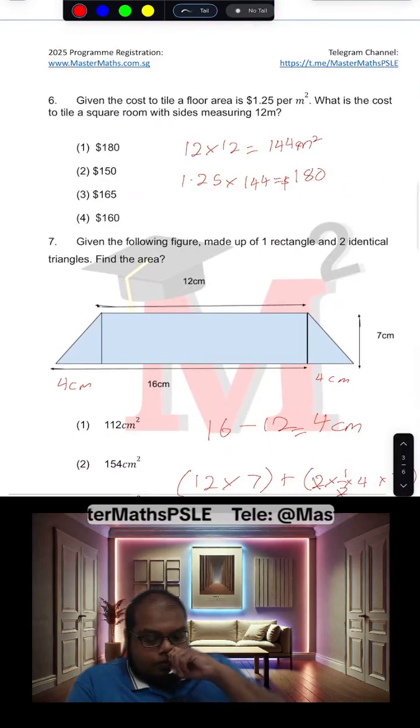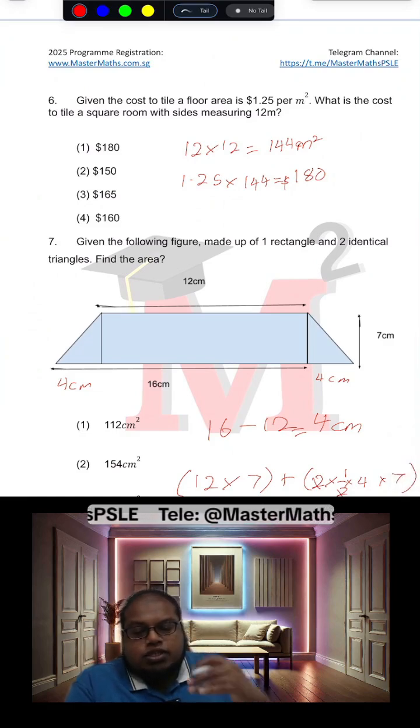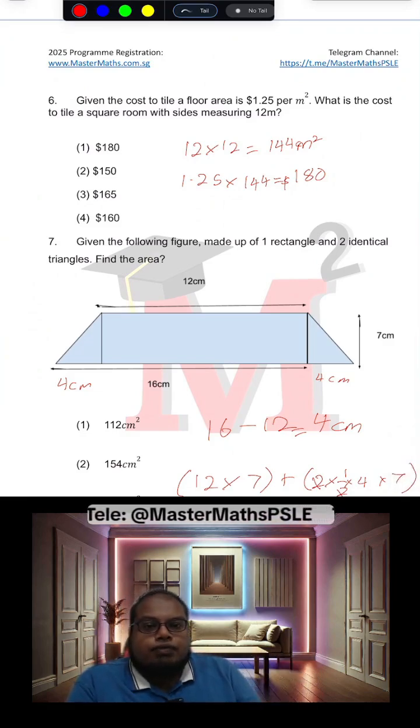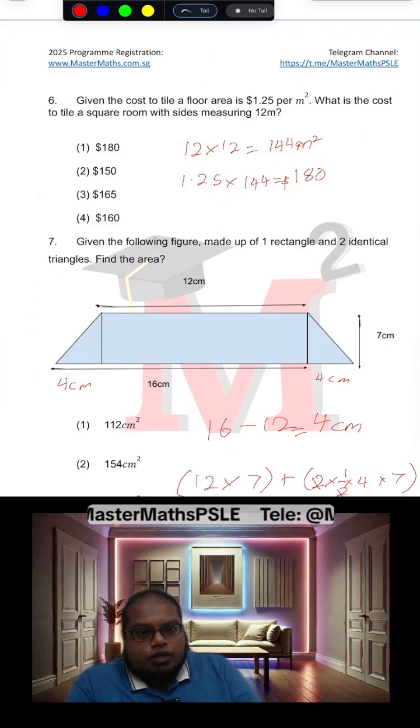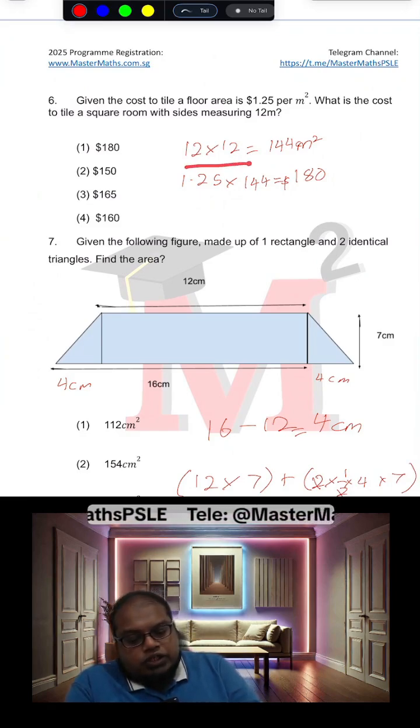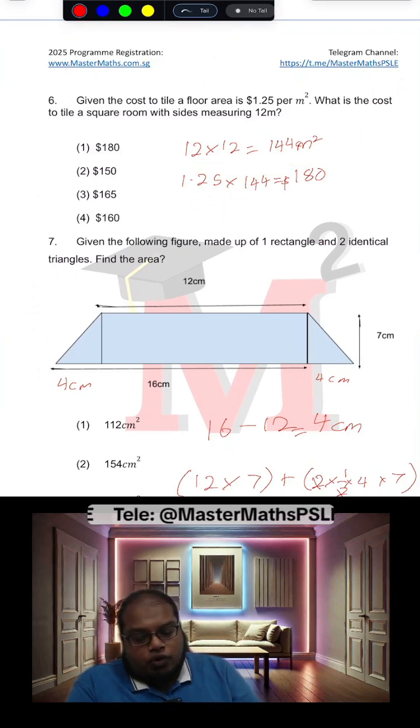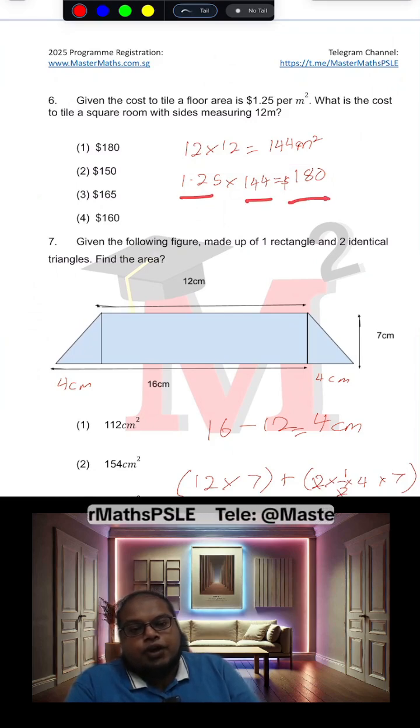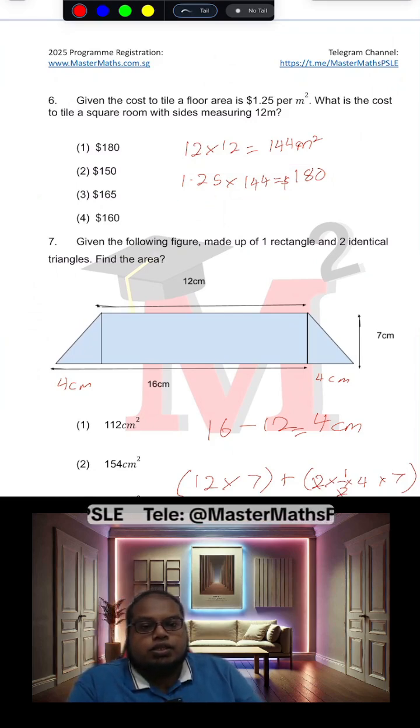And then question 6 was the cost to tile the floor, right? So what we can do is, firstly 12 times 12 is 144, then 1.25 times 144, we get $180.